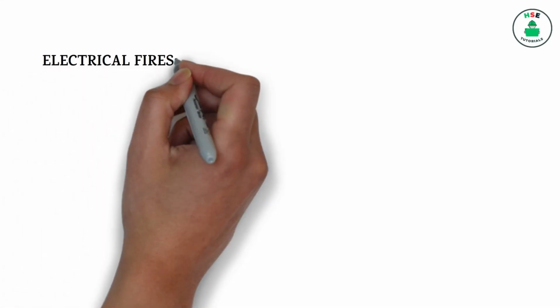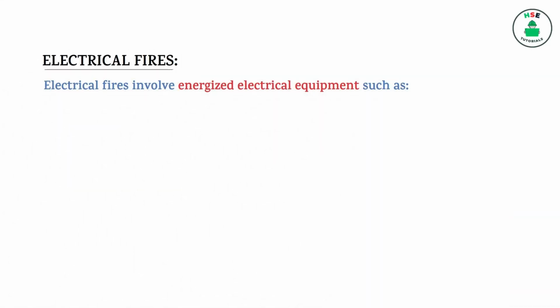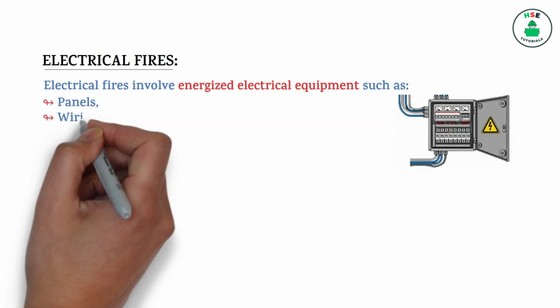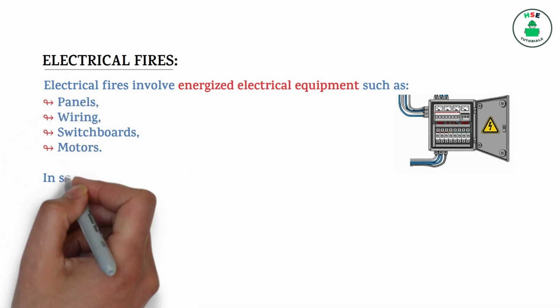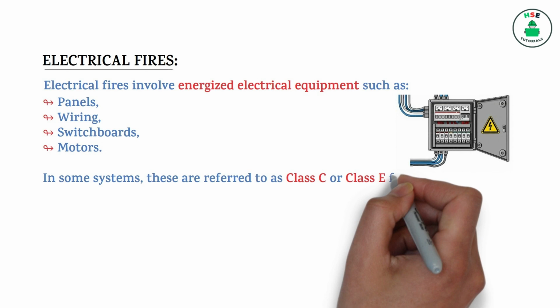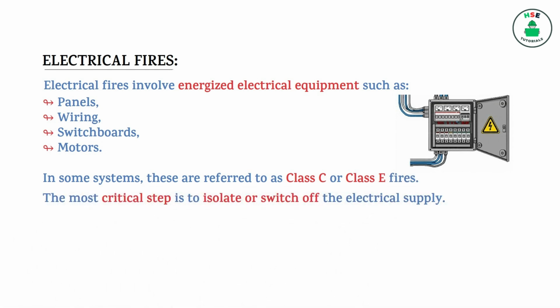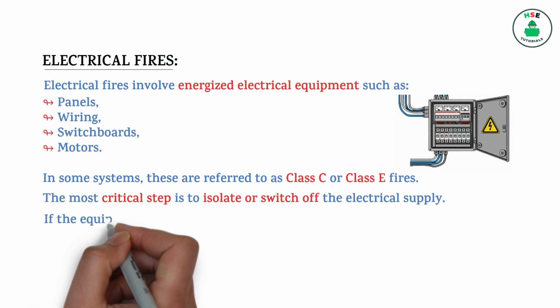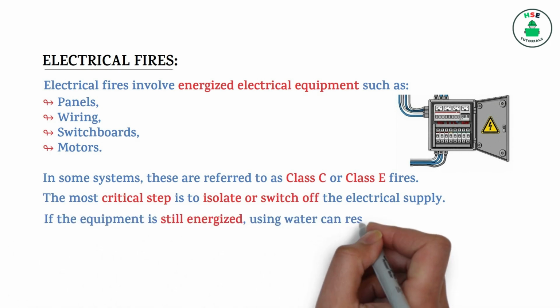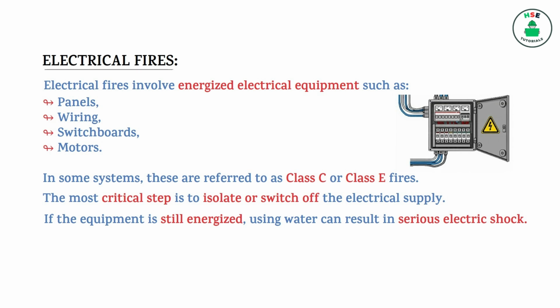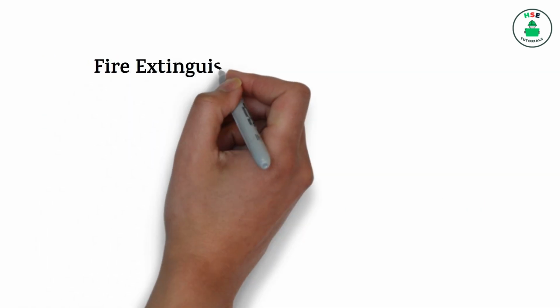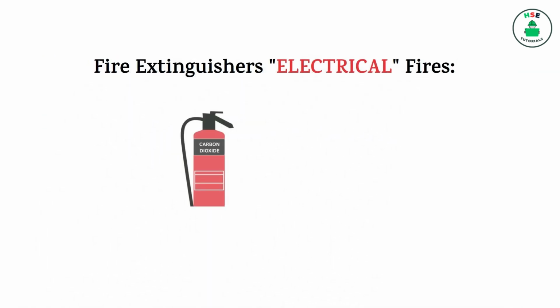Electrical fires. Electrical fires involve energized electrical equipment such as panels, wiring, switchboards, and motors. In some systems, these are referred to as Class C or Class E fires. The most critical step is to isolate or switch off the electrical supply. If the equipment is still energized, using water can result in serious electric shock. Suitable fire extinguishers for electrical fires include carbon dioxide and dry chemical powder extinguishers.